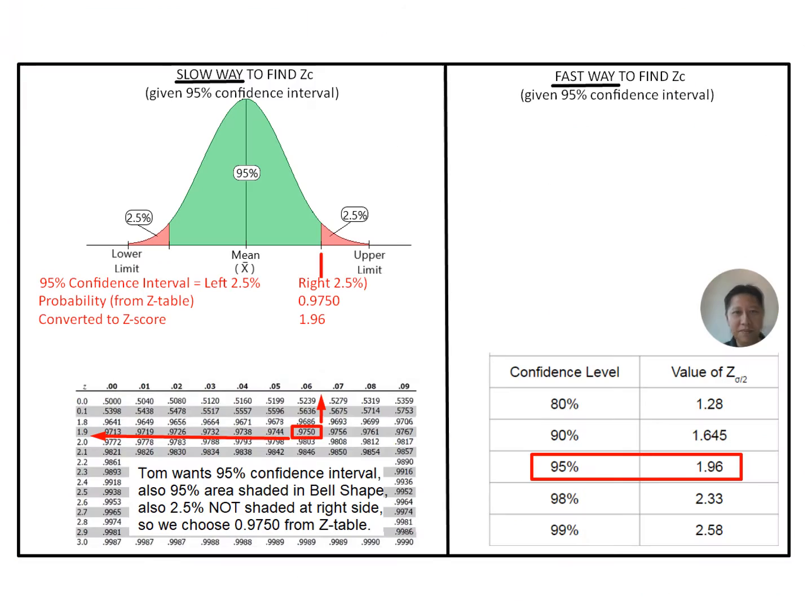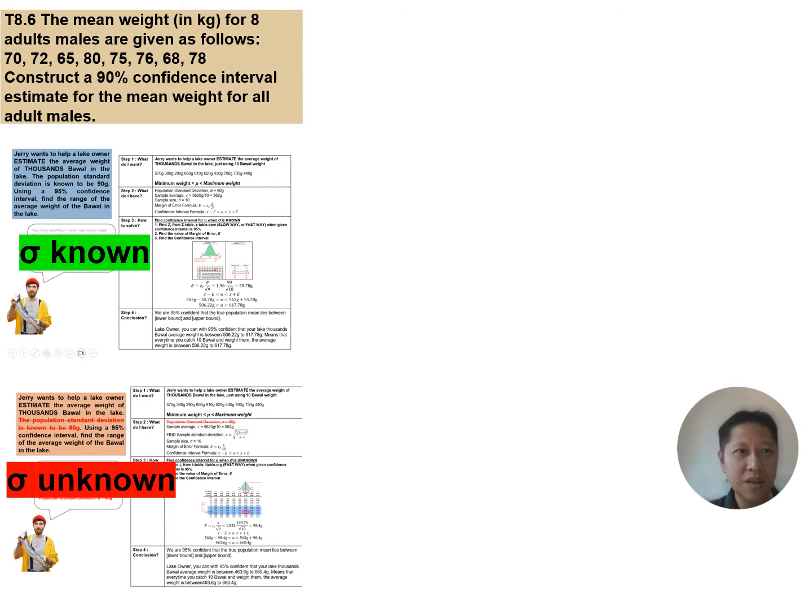Next, 8.6. We read the question. The mean weight for 8 adult males are given as follows. So we have the data here. We're given the data. Construct a 90% confidence interval. Now no longer 95, 90%, to estimate the mean weight for all adult males.